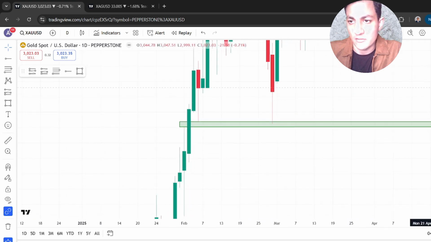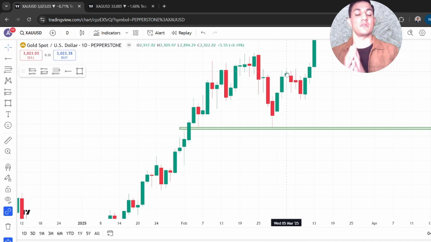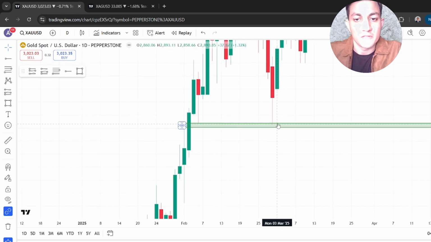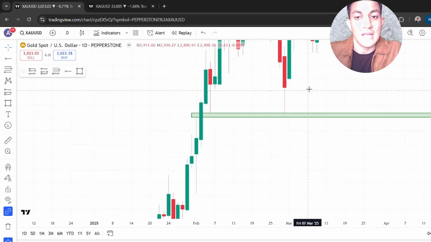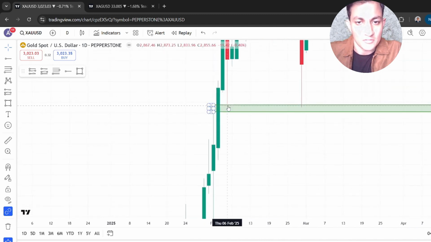This wick here, let's just zoom out, comes all the way down, taps that remaining fair value gap, and instantly shoots off. That is very, very, very bullish. Now, why is that really bullish? Because there's two things that have happened. Price has come down to fill out this fair value gap, even more of it, and more importantly, this is actually a liquidity sweep, right?